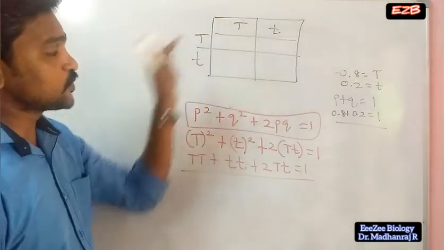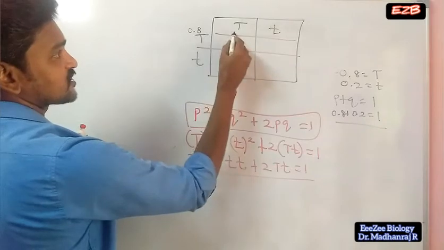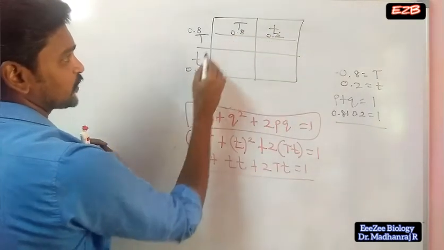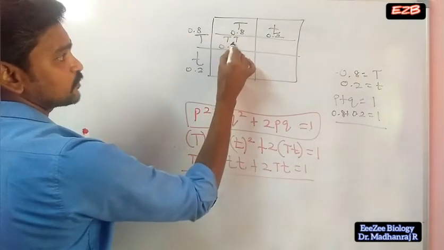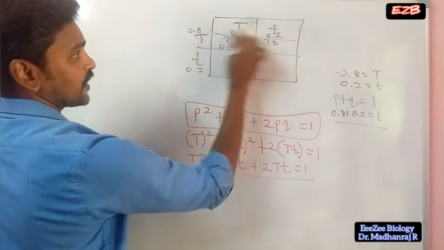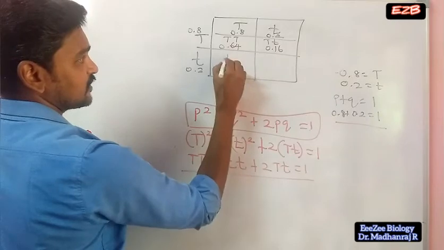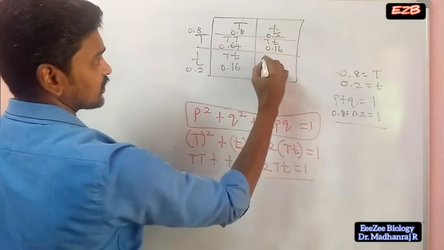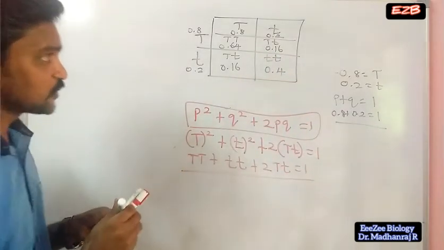Now we have to substitute it here. So 0.8 in this location, here also 0.8, here also 0.2, here 0.2. Here what will be coming? T and T, 0.8 times 0.8 will be 0.64. T and t, 0.8 and 0.2 will be 0.16. And here you'll be getting T and t, that will be 0.16. Again here, small t and small t will be 0.04. So this is what you got here.